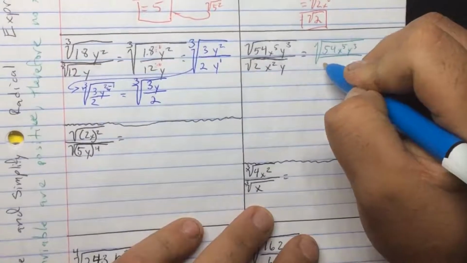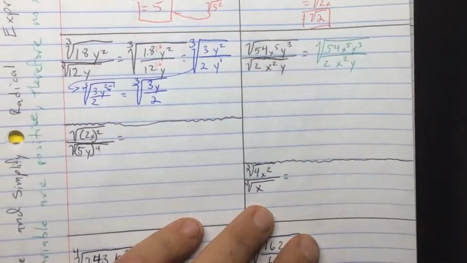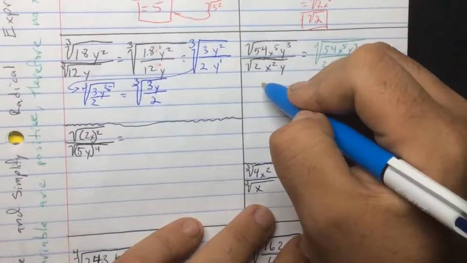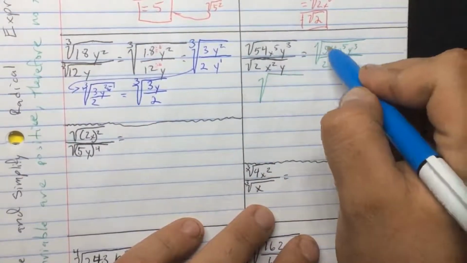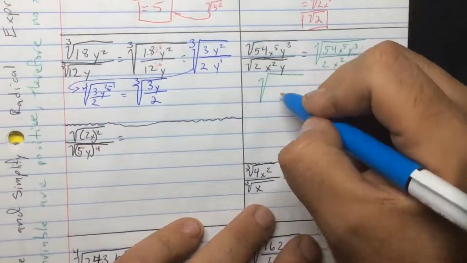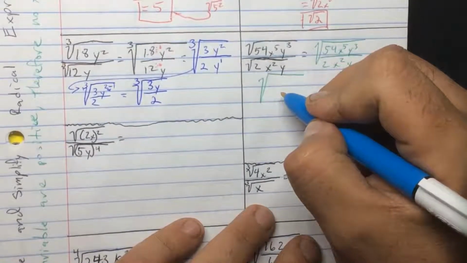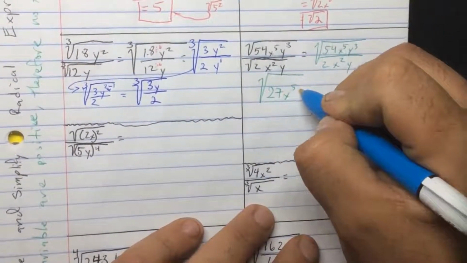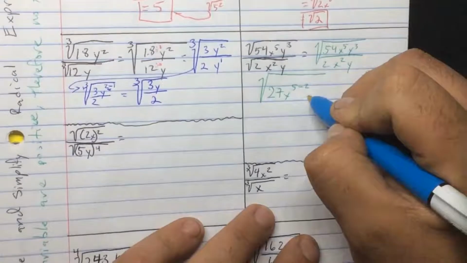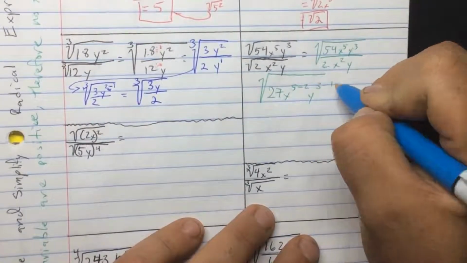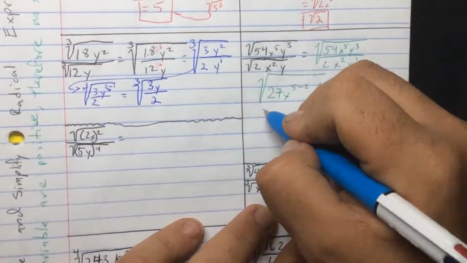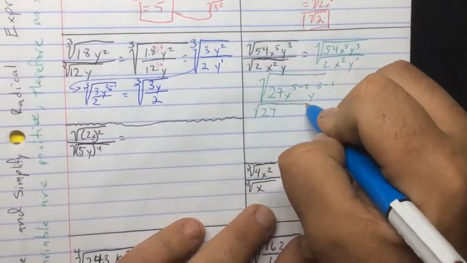First things first, we're going to divide the 54 by 2, and we're going to do that over here. 54 divided by 2 is 27. And then we're going to do our x to the 5th power minus 2, and then our y to the 3rd power minus 1, the invisible 1 there. So this ends up being the square root of 27x to the 3rd, y to the 2nd power.